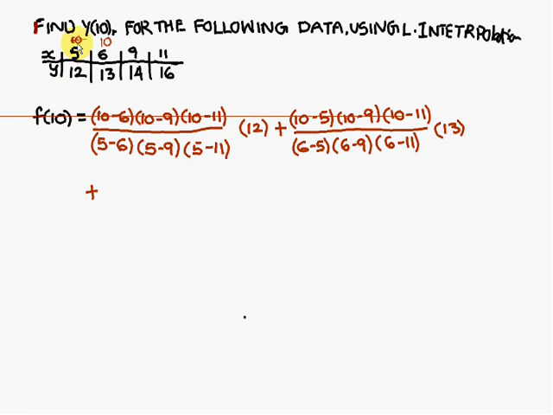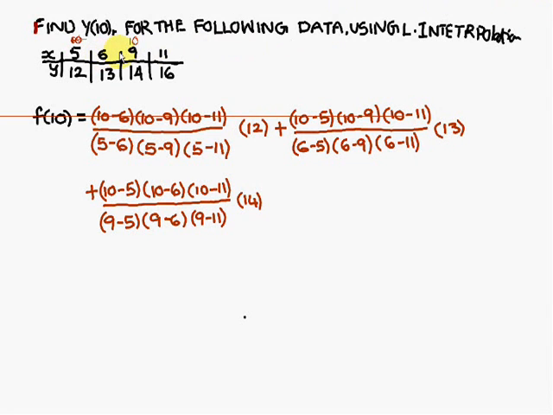Now you move this 10 to the second place, above 6. The numerator values are 10 minus 5, 10 minus 9, 10 minus 11. Don't write 10 minus 6. For the denominator, you do 6 minus 5, 6 minus 9, 6 minus 11, and the corresponding value is 13.